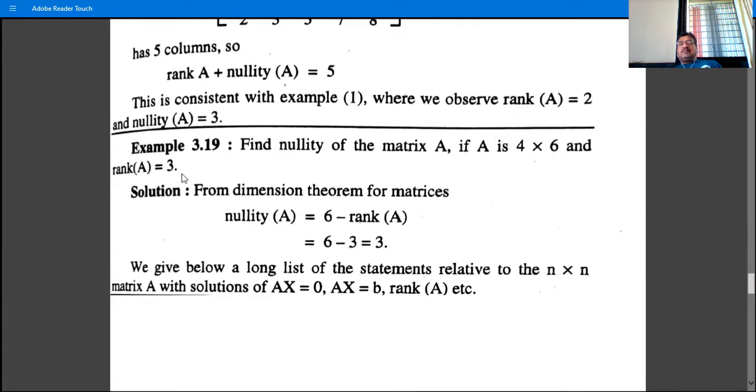Find the nullity of the matrix A if A is 4 by 6 and the rank of A is 3. So the rank of A is given. Use the theorem: rank of A plus nullity of A is equal to the number of columns, that is 6. This A is of order 4 by 6, meaning there are 6 columns. So nullity of A is what? 6 minus the rank of A, that is 6 minus 3, that is 3.